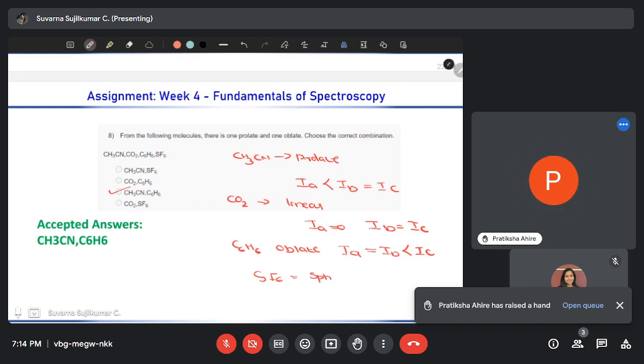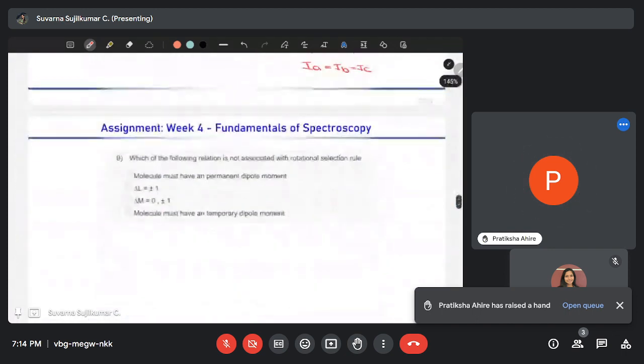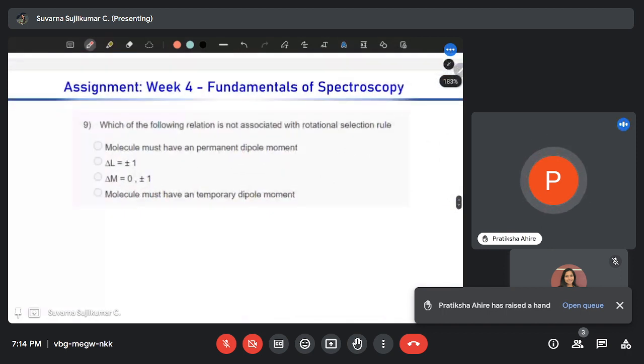Spherical rotor, with the condition that all the principal moments are equal. Okay, the next question. Which of the following relations is not associated with the rotational selection rule?